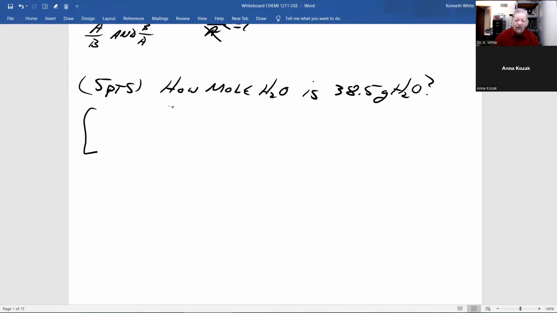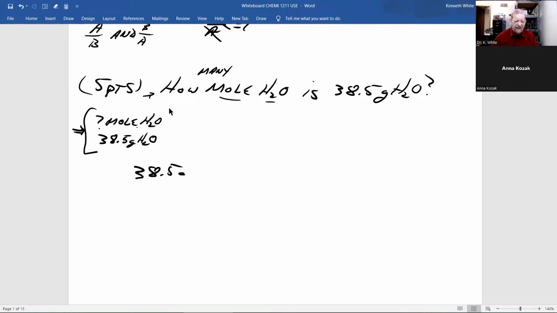All right, so what are we being asked to find? How many moles of water? And so we're trying to find moles of water. And you don't have to put the s for moles. Usually you don't. And what are you given? How much weight? 38.5 grams of water. And once we have this, you never have to look at the problem again. So the only thing we have to start is this.